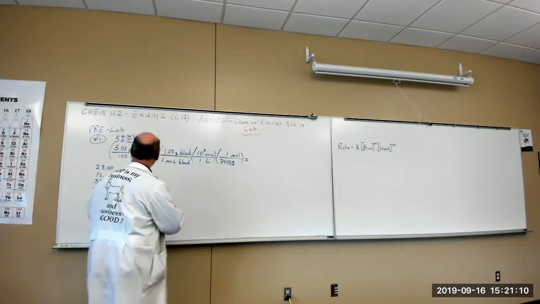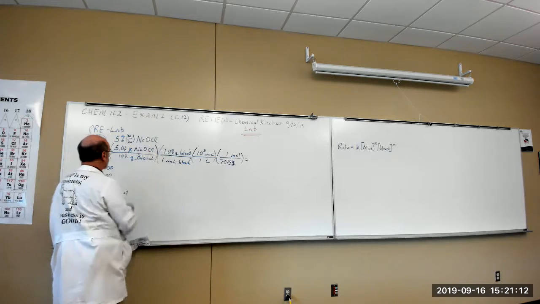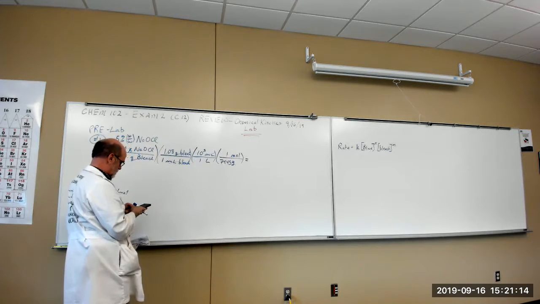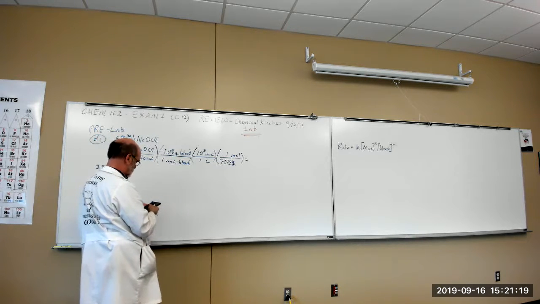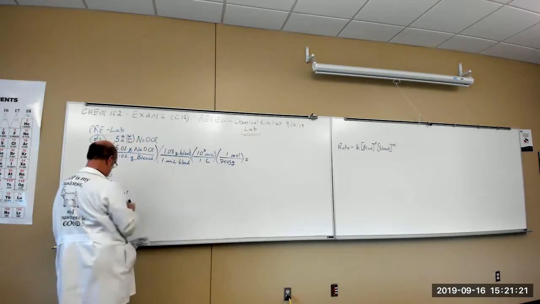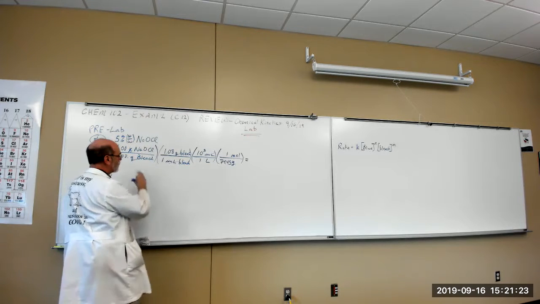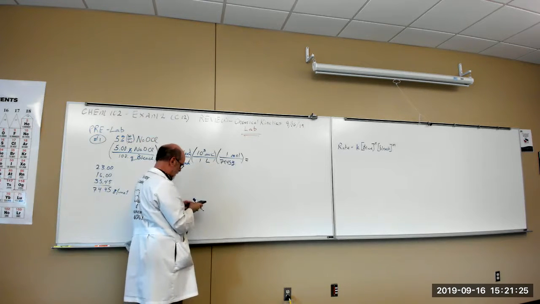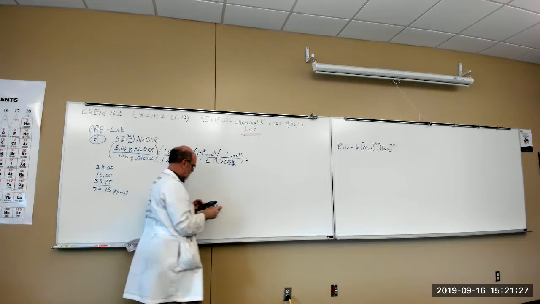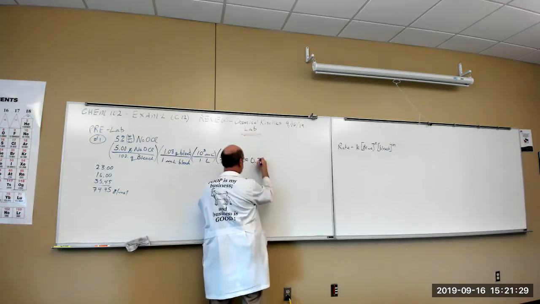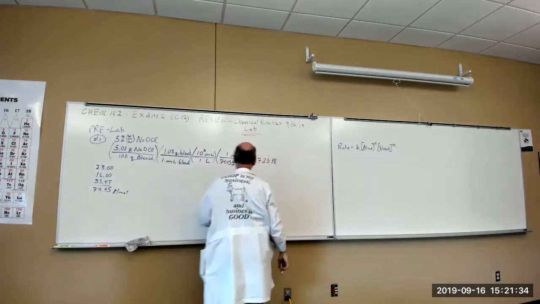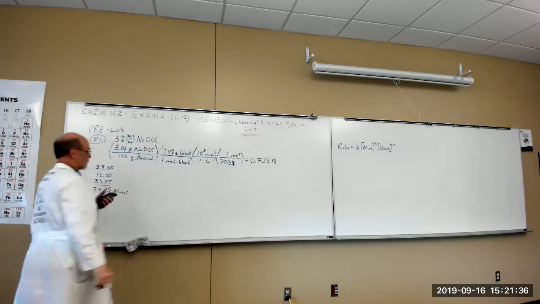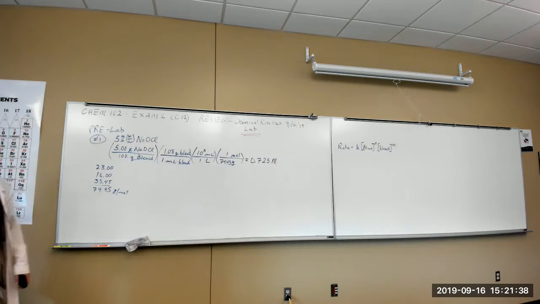Okay, so the calculation then is 5 times 1.08 times 1,000 divided by 100 divided by 74.45. So I get 0.725 molar bleach. Okay. That's pre-lab question 1.